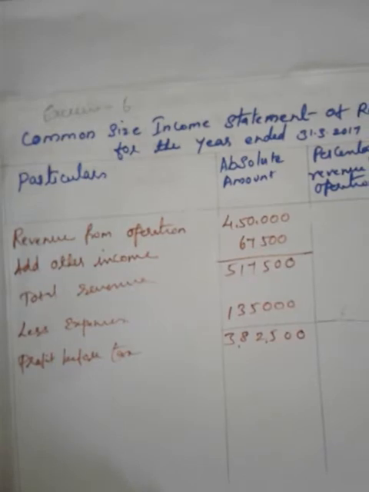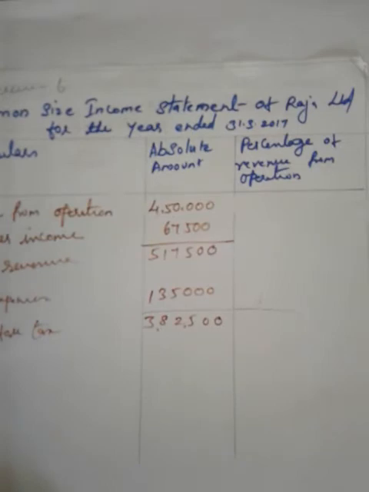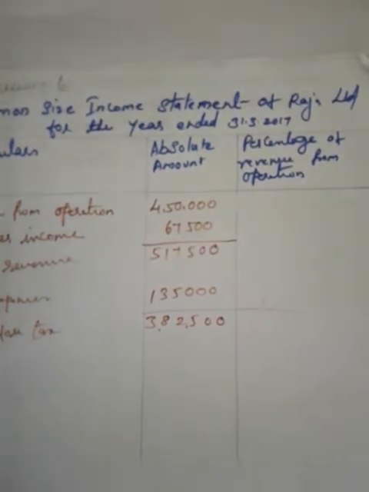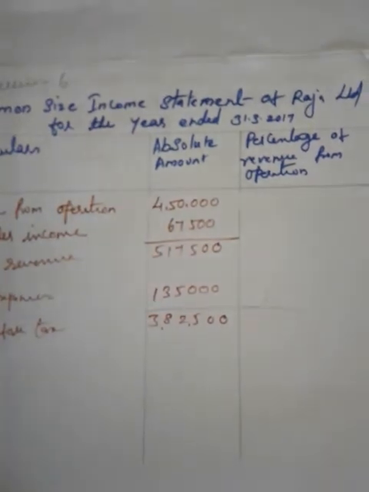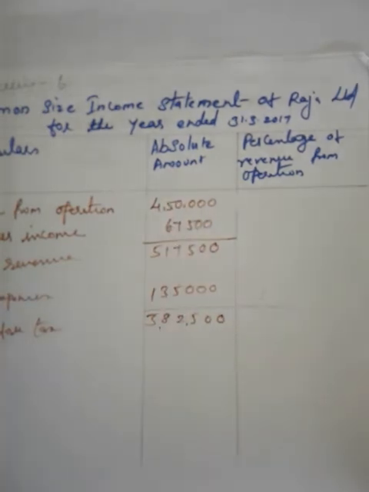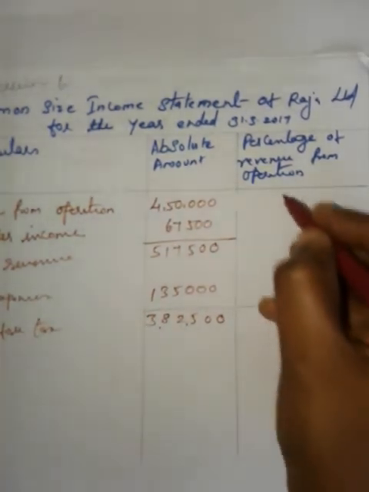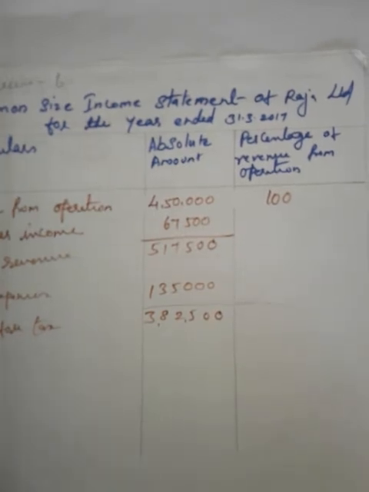Now I am going to make the percentage of revenue from operation. You can see my question is here, 4,50,000 is given. So I have to take 4,50,000 as base. I already told you we have to take revenue from operation, that is sales, as base. So I am taking it as 100. Revenue from operation is 100. From this only I have to work out. How will I make this percentage? Just listen here.